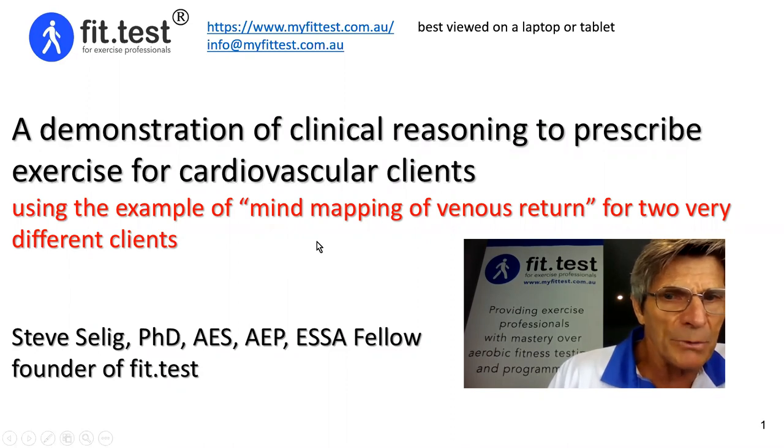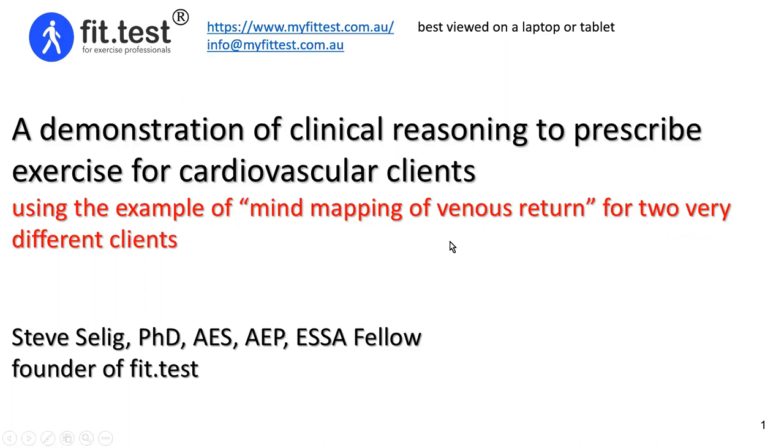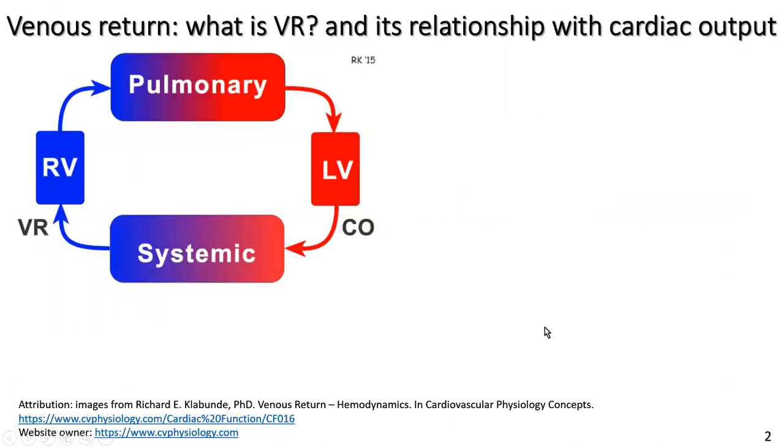Obviously, I'm not measuring venous return before, during, or after exercise, but I can certainly use physiological principles to mind map what is happening to venous return. So first of all, what is venous return? The name's very descriptive: it's the flow of blood, the amount of blood flowing back into the right ventricles from the venous system, specifically the great veins.